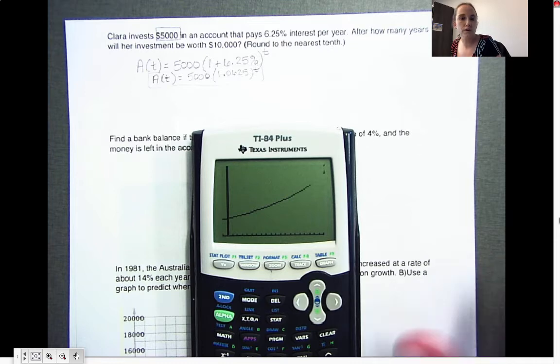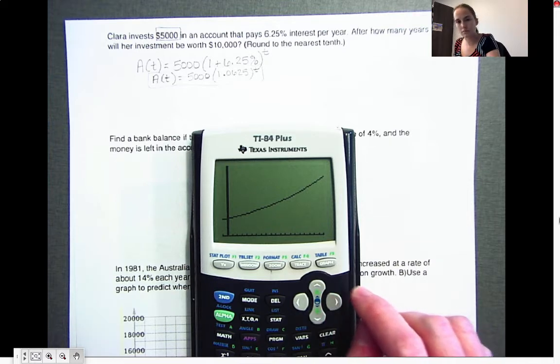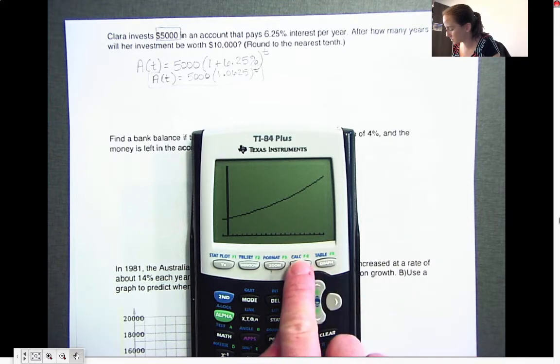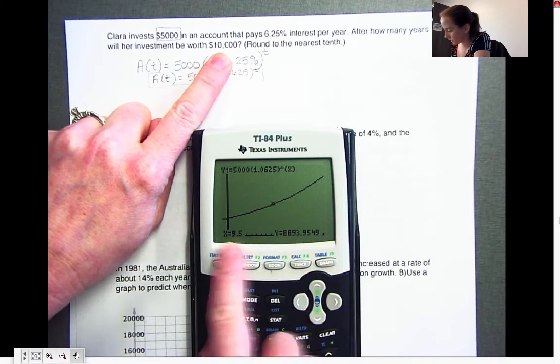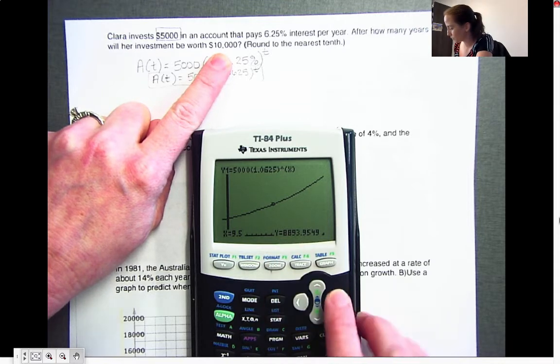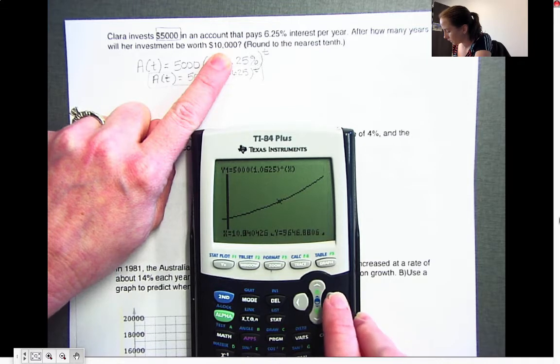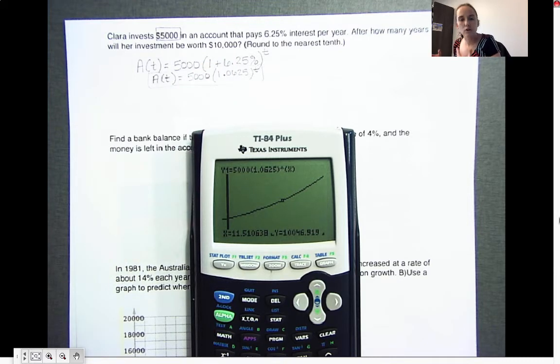And you can use the trace feature on your calculator. Since you weren't asked to graph it, you don't have anything that you've actually physically done, so you just hit trace. And we're looking for $10,000 currently. My y value is 8,893, so I'm going to move closer to 10,000. And we just need it to go over 10,000. There it is right there. So we're going to say after approximately 11 and a half years.